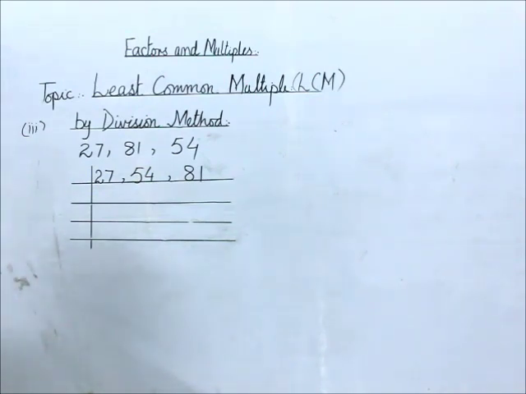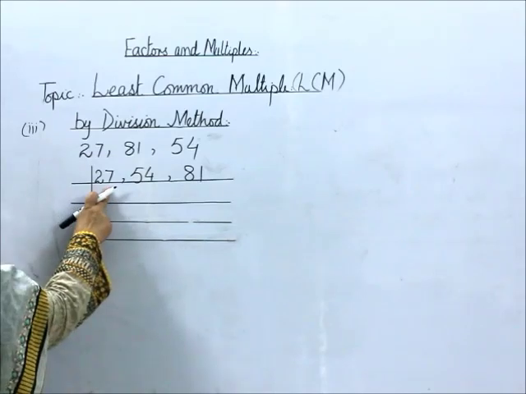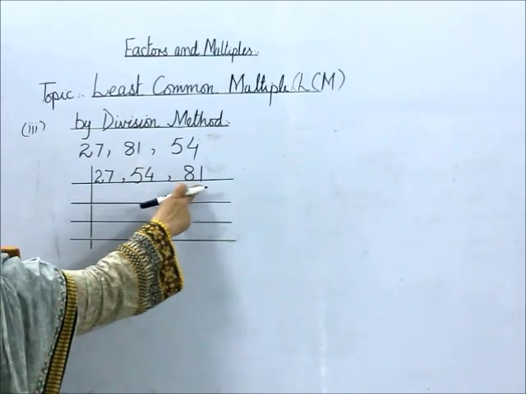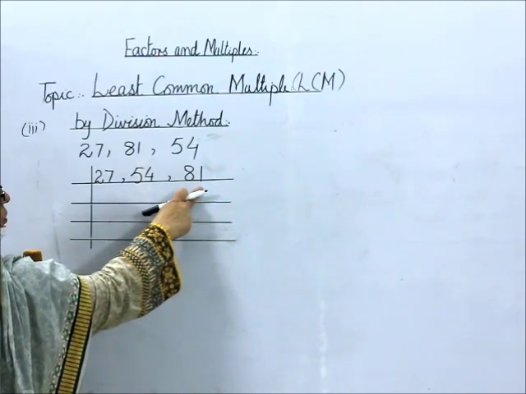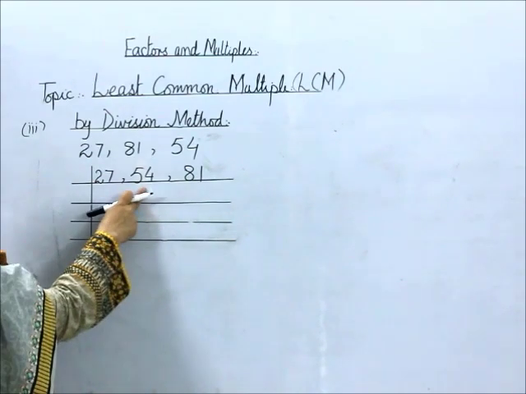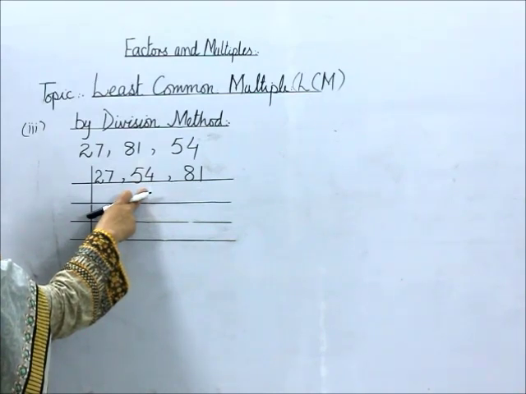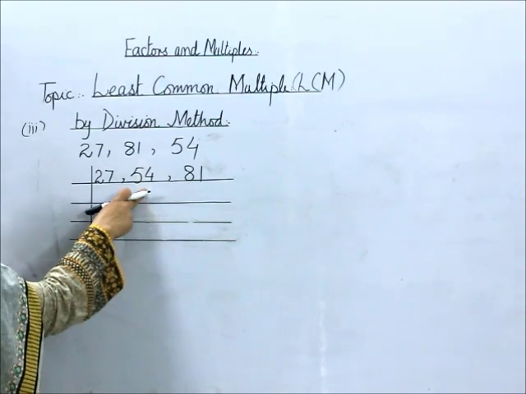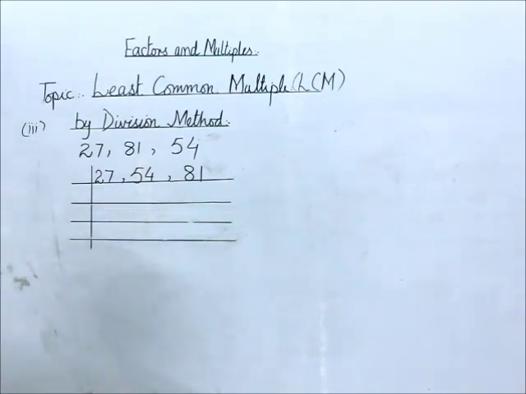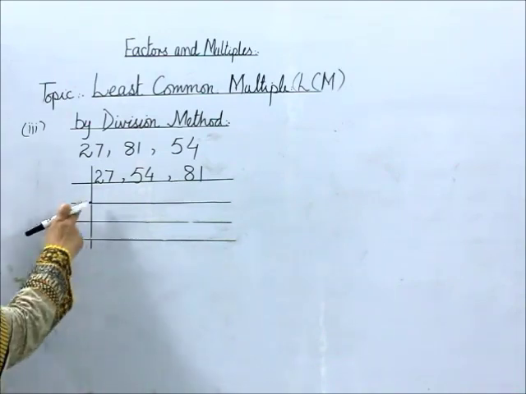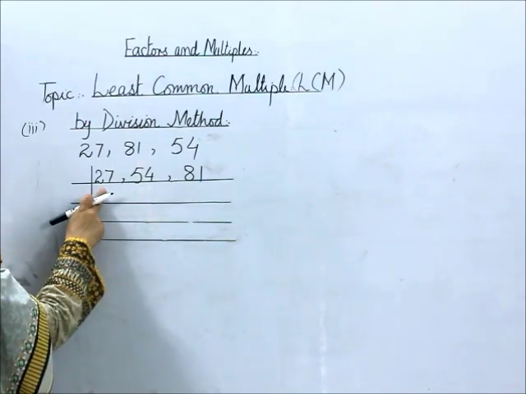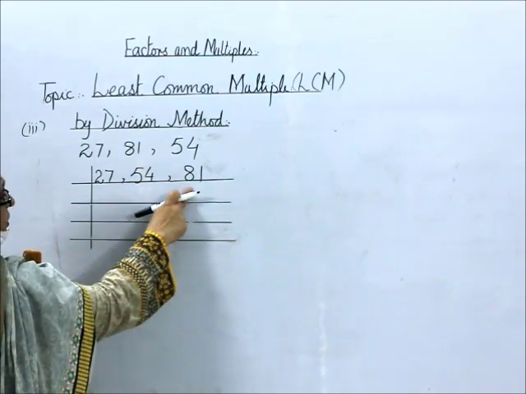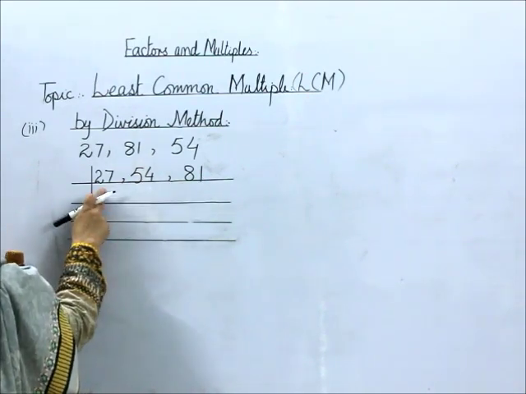Now you have to use the test of divisibility here. Let's check how many numbers are divisible by 2. 27 is an odd number, not divisible by 2. 54 is an even number, it is divisible by 2. 81 is an odd number, it is not divisible by 2. So just one number is divisible by 2. But we have to take at least two numbers which are divisible by another number. So let's check whether these numbers are divisible by 3. Let's apply the test of divisibility for 3. 2 plus 7 is 9, 5 plus 4 is 9, 8 plus 1 is 9. So all these are divisible by 3.